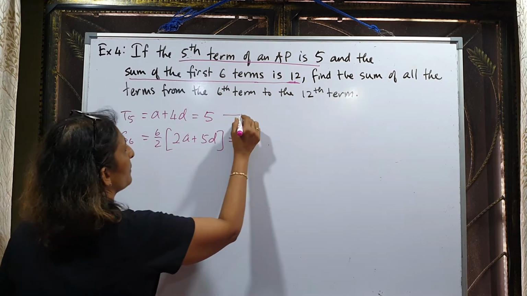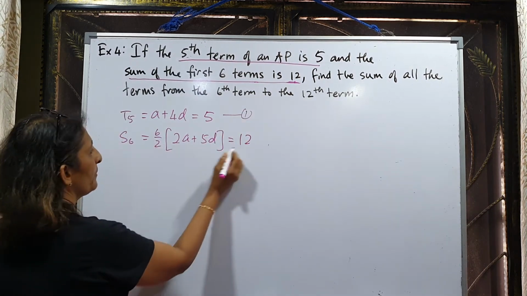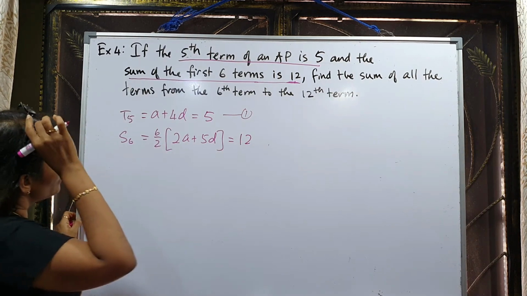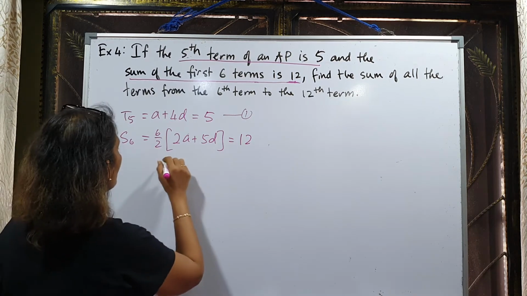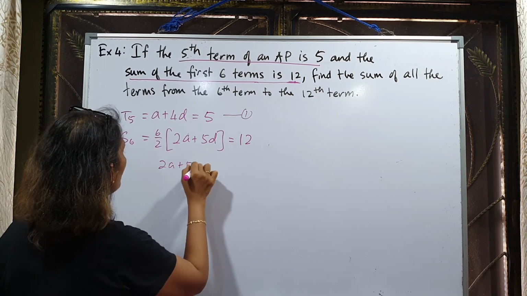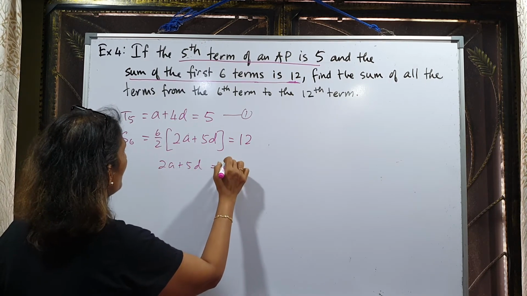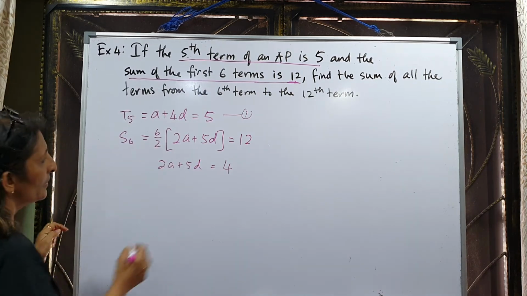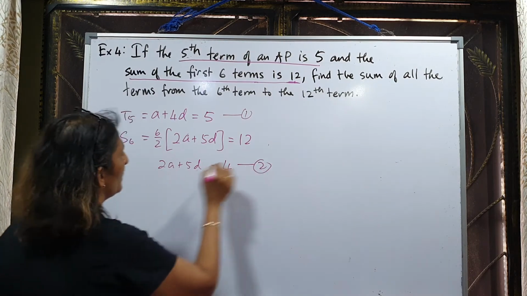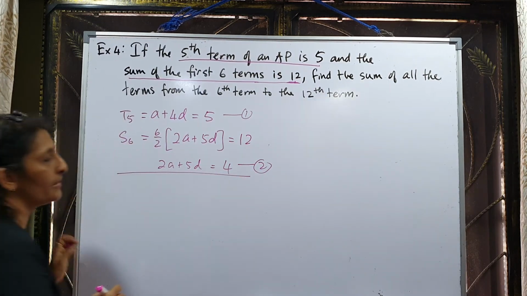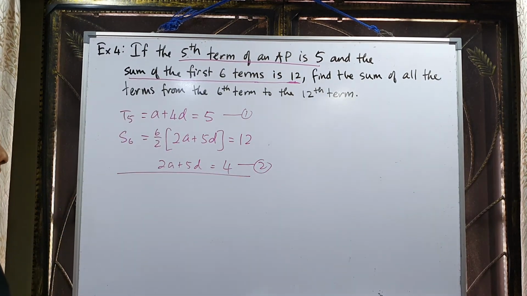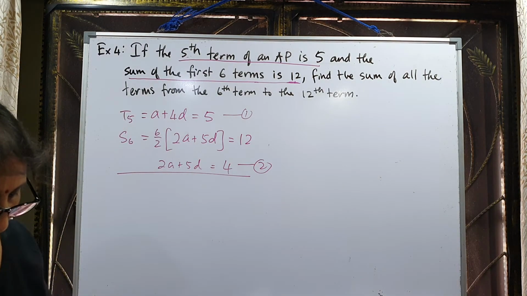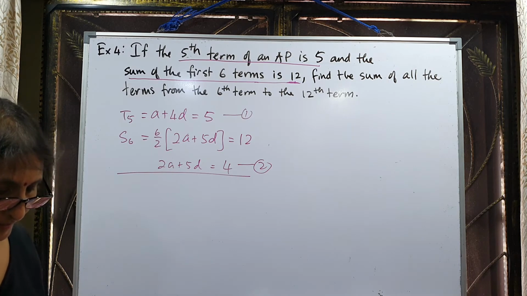Now these two pieces of information are given to you, so you form two equations here. We have equation number 1, and we simplify this and you get 2a plus 5d is equal to 4, right? And this one is equation number 2. Now you want to find a and d first. Let's solve it simultaneously, and you will get the answer.